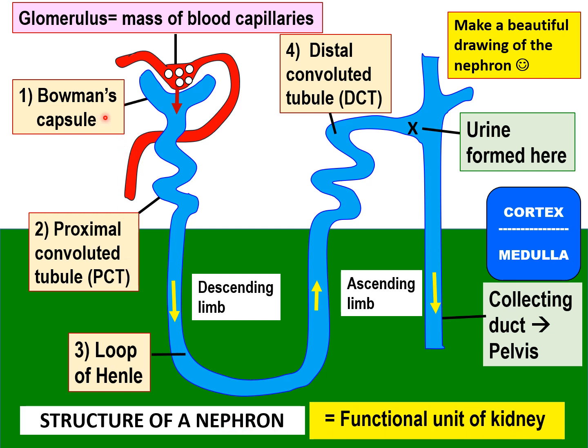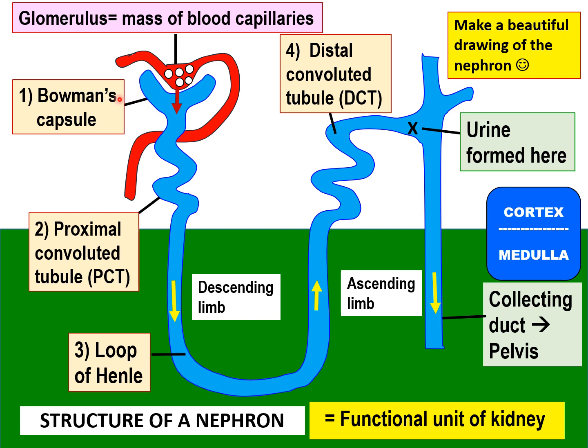Basically, it consists of number 1, the Bowman's capsule, number 2, the proximal convoluted tubule, number 3, the loop of Henle, and number 4, the distal convoluted tubule. It also includes the mass of blood capillaries here called the glomerulus.